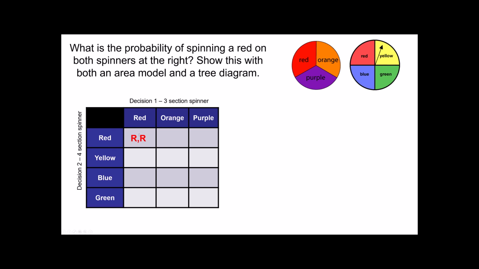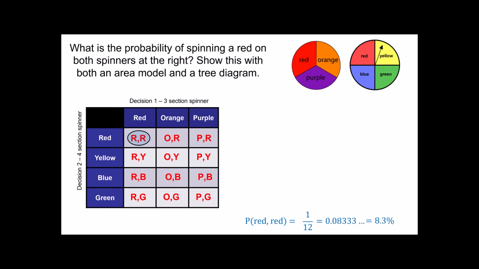Notice that I could get a red on both spinners. I could get a red on spinner 1 and a yellow on spinner 2, and I can go ahead and fill those in. Notice there's one way to get a red and a red, which means the probability is 1 out of 12. And there it is as a decimal to percent.